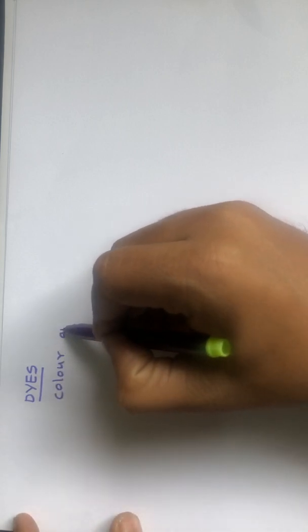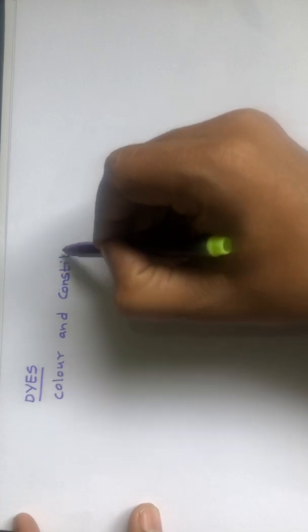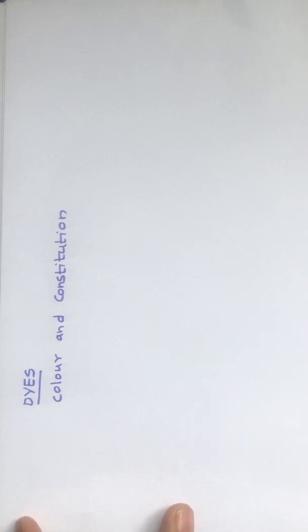Hello students, we'll continue with the topic dyes. In the last session we had discussed the definition of dyes, then the classification of dyes based on the structure and application. In this session we'll be discussing the color and constitution theory. Now and then, if possible, we'll also be discussing preparation of some of the dyes.